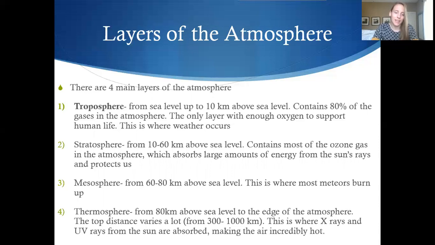And then our last layer of the atmosphere is the thermosphere, which starts at 80 kilometers above sea level and then goes to the edge of our atmosphere, which in some areas is 300 kilometers, in others is 1,000 kilometers. Our atmosphere is thicker around the middle of the planet. It's also where you have lots of X-rays and UV rays from the sun being absorbed, which makes the thermosphere really, really hot because it's absorbing a lot of high energy rays.